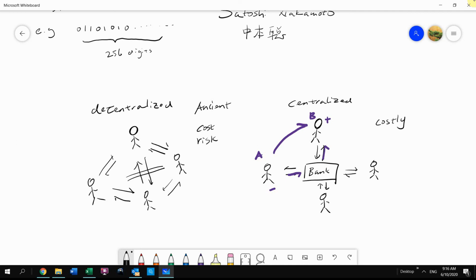And the Bitcoin system is decentralized, and it's not like ancient times when there was a cost of finding each partner and the cost of carrying money and the risk of losing money. These are all gone because everything is done with computers on the internet, and there's no transaction cost or very, very minimal transaction cost in the Bitcoin system. So that's one of the best features of Bitcoin.